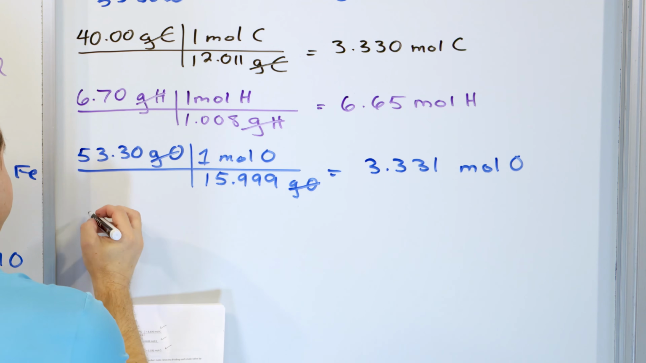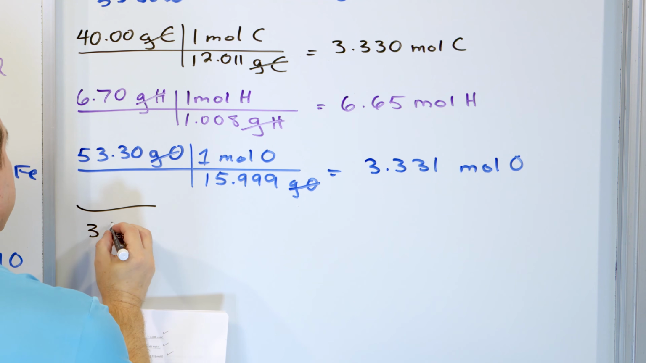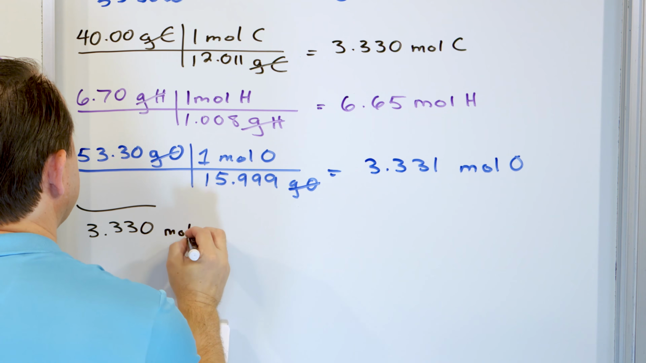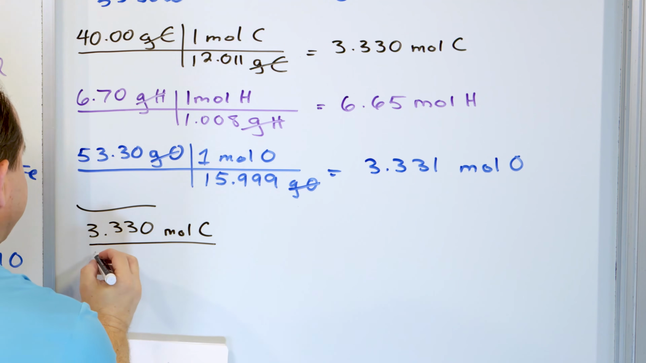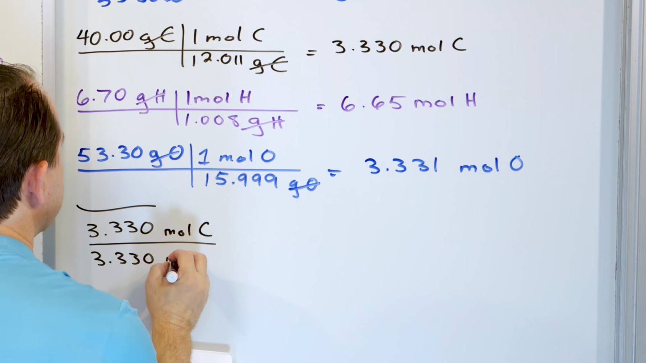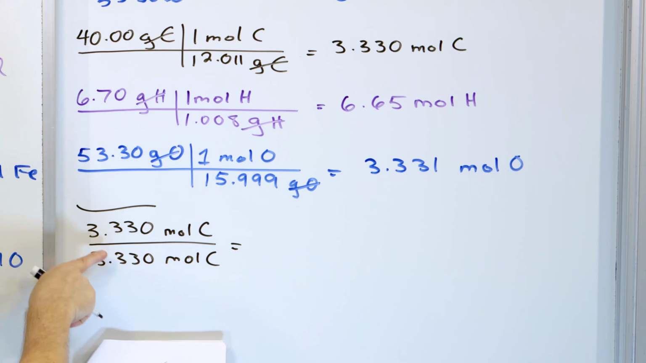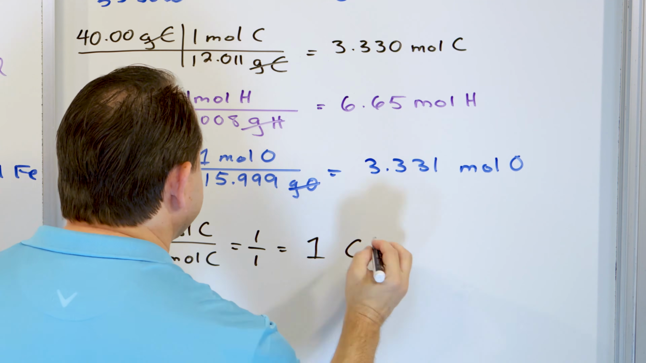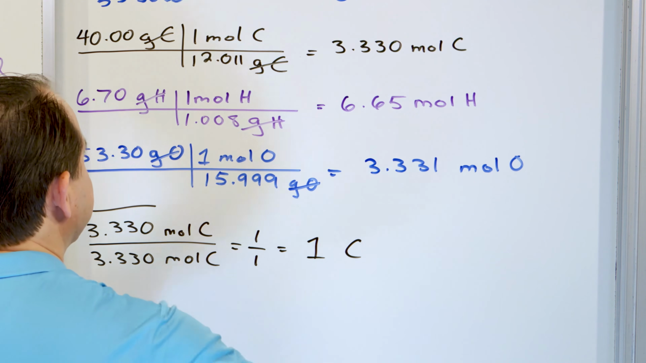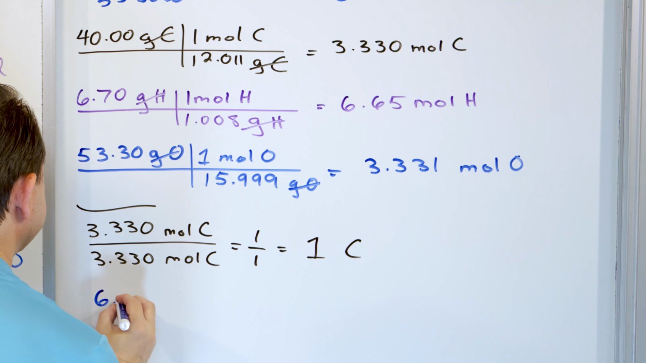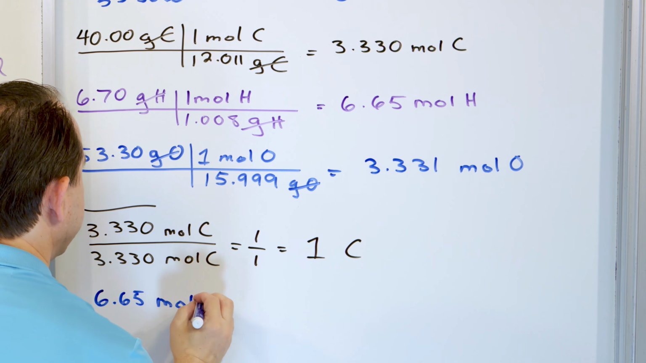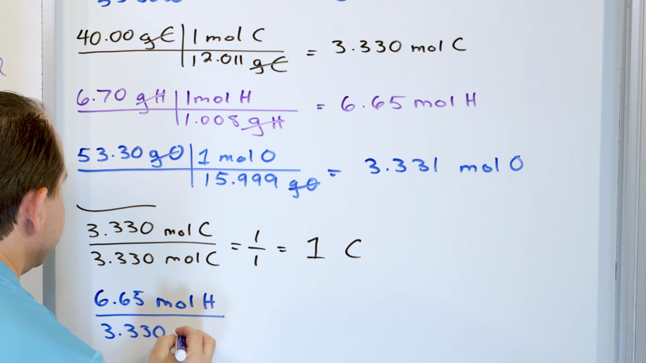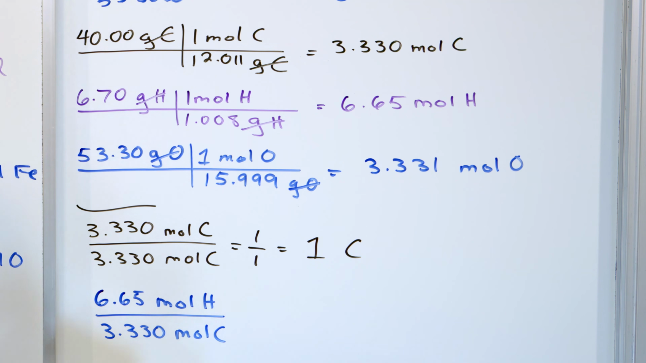So what I'm going to do for the mole ratio is I'm going to start with 3.330. This is for carbon, moles of carbon, and I'm going to divide by the smallest number, which is the same thing, 3.330 moles of carbon, which of course is a 1-to-1 ratio. Divide top and bottom by this number, you get a 1-to-1 ratio, which is just 1, and this is the subscript for carbon. Next, we're going to take the hydrogen, 6.65 moles of hydrogen. We have to divide by the same number, 3.330 moles of carbon.